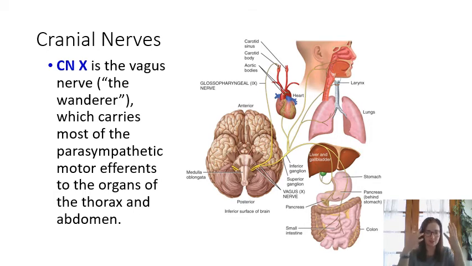The vagus nerve tends to wander all over the body. So it's carrying a lot of important impulses to the major organs in your thorax and in your abdomen. So it's carrying signals to your heart, to your lungs. It's carrying digestive signals. Think of your cranial nerve 10 as being the major nerve of your parasympathetic nervous system. We'll talk a little bit more about what parasympathetic nervous tone means, but essentially you can think of it as your rest and digest response.